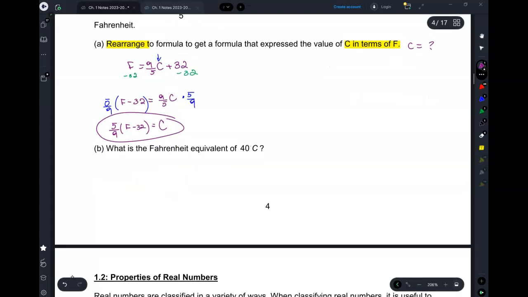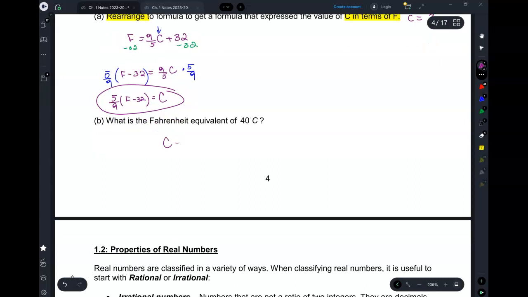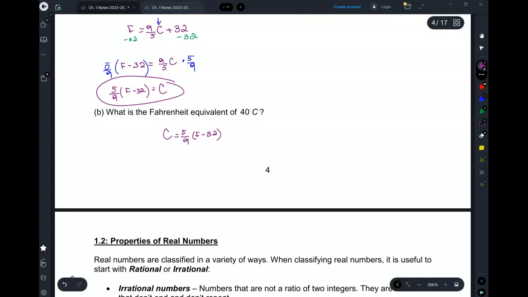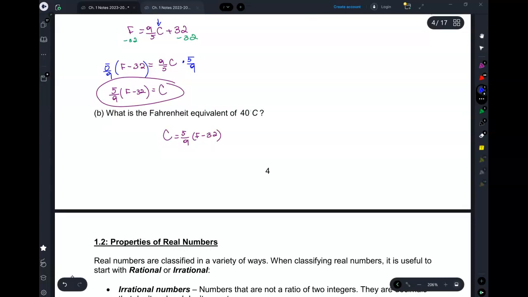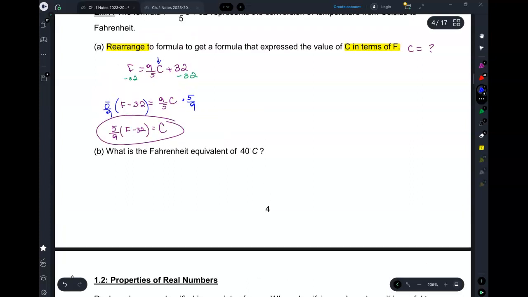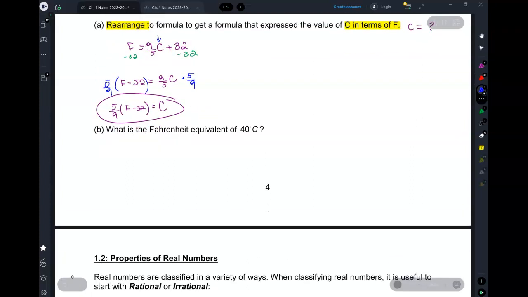Okay? That's a simplified answer. You don't have to distribute this inside. Because you have an expression, when you multiply by the 5 over 9, you have to multiply the whole thing by it. So now it says, what is the Fahrenheit equivalent of 40 degrees Celsius? Well, now that I have my cute little formula, I can just use it. Oh, wait a minute. Sorry. I want the Fahrenheit equivalent of 40C. So am I going to be looking for F or C here? For F, so I'm actually going to use the original formula, this one. Sorry about that, guys.